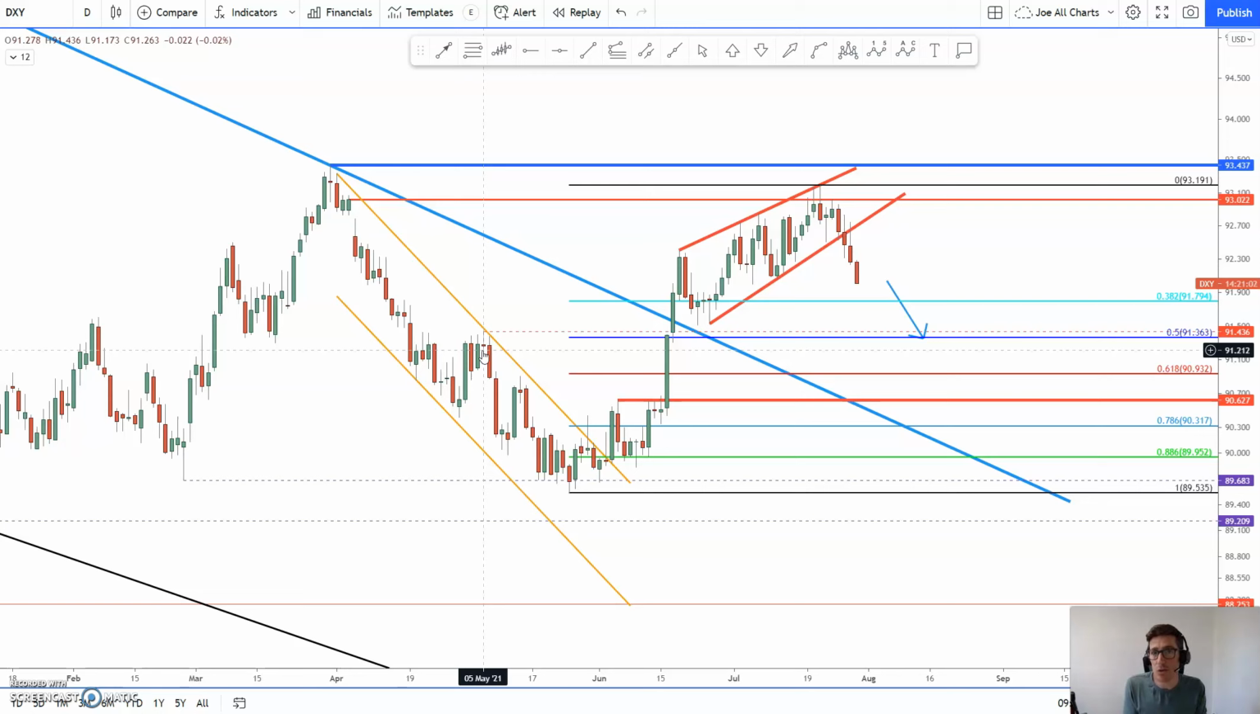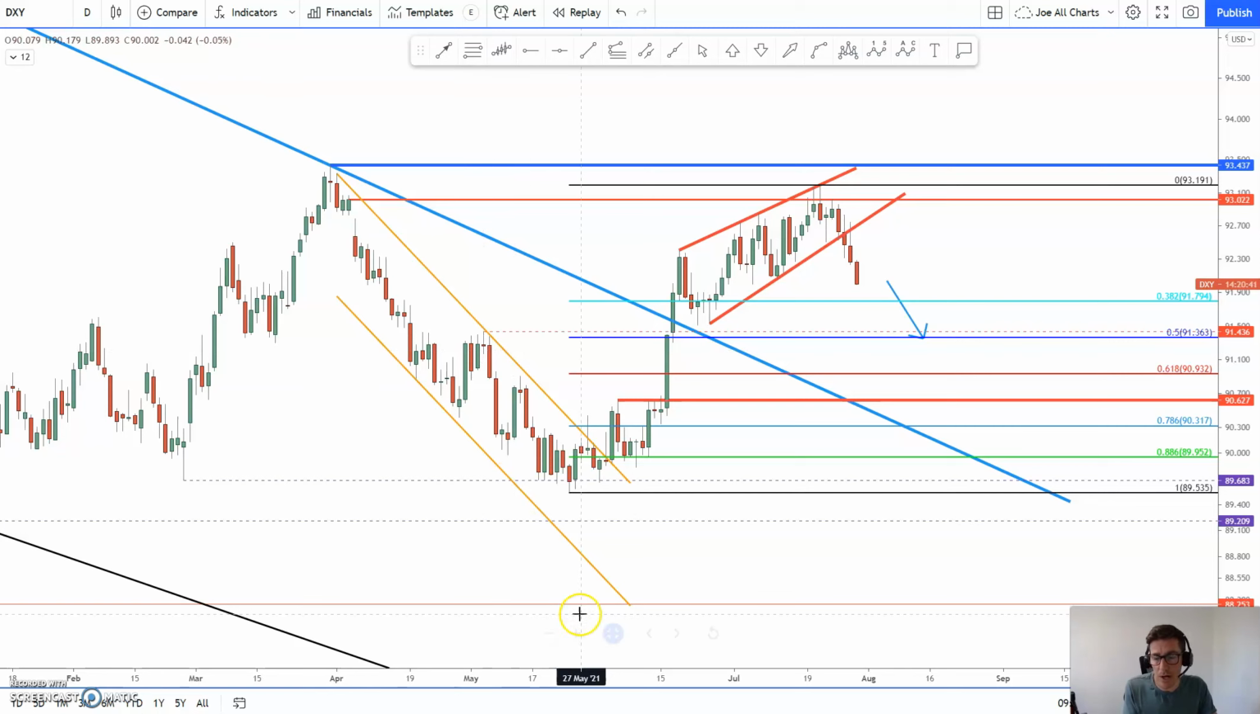And in terms of the short term targets, as I mentioned, that 38.2% fib level will be the first one for me, which is at 91.79, and an extension of that down to 91.36. Around about those levels, I'll be taking stock to see what sort of price action occurs, whether or not there is any clear evidence of support being found.